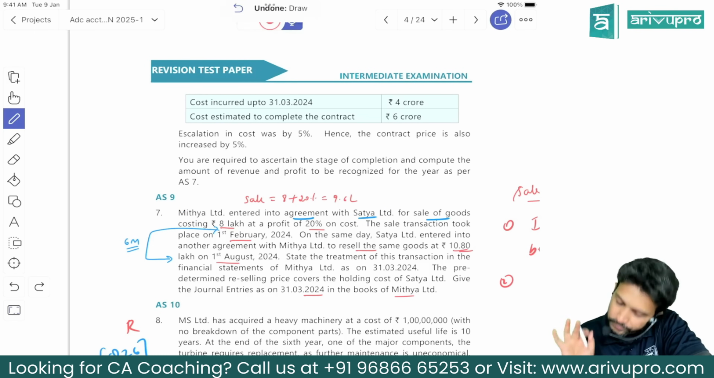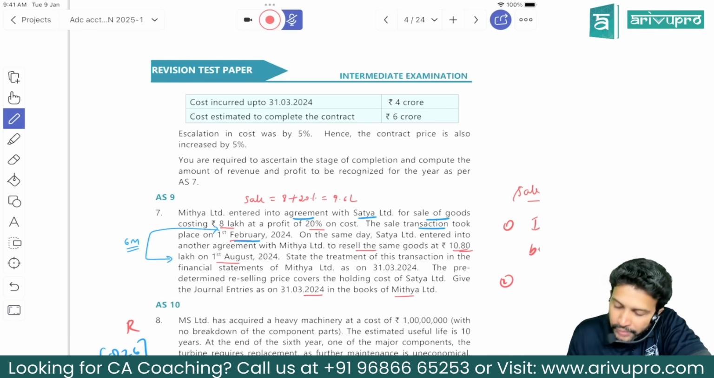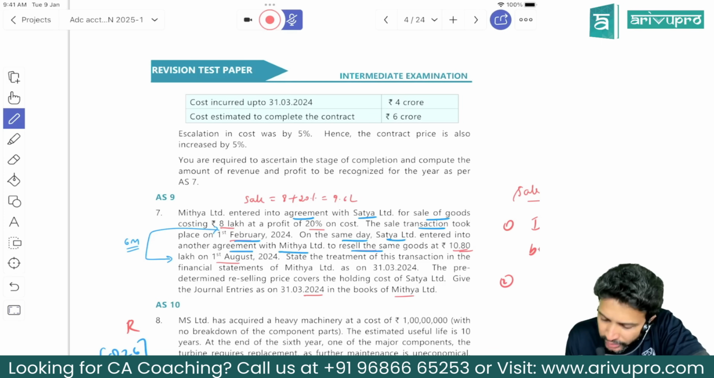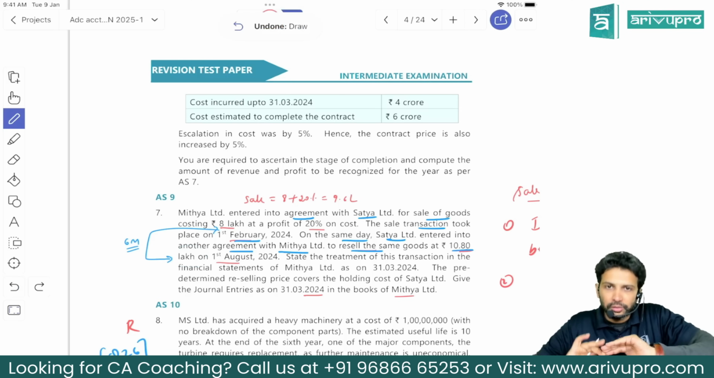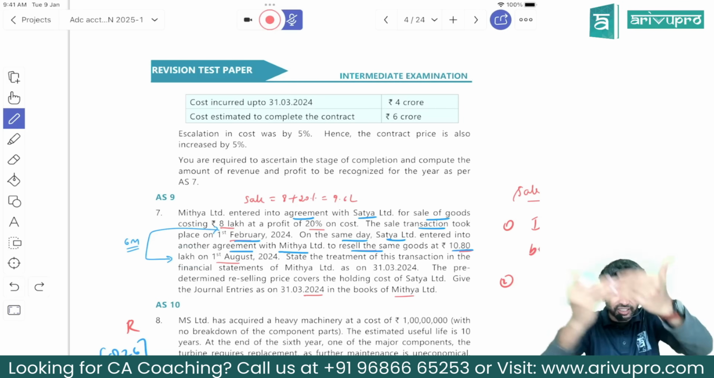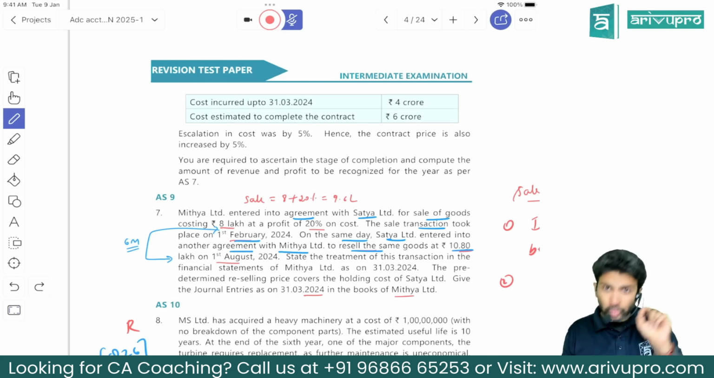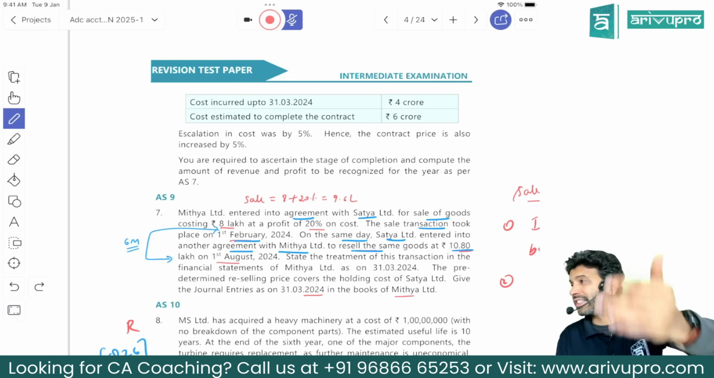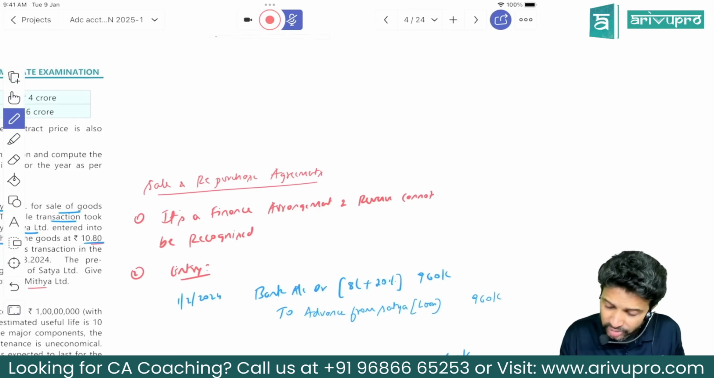So far good. The sale transaction took place on 1st February, so the execution of sale is already done. On the same day, Satya entered into another agreement with Mithya, the same person, to resell the same goods at 10.8 lakh. What sort of arrangement is this? First you sell and later you buy back the same goods. When you sell the goods initially and later buy back the same goods, it is not a sale transaction. Rather, what arrangement is it?